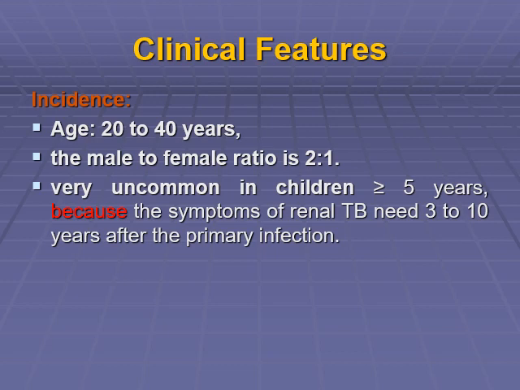Regarding the age incidence of the disease, it is from 20 to 40 years. Male to female, males are affected more than females by 2 to 1. It is very uncommon in children below 5 years. Why? Because the symptoms of renal tuberculosis need from 3 to 10 years to become manifest after the primary infection.